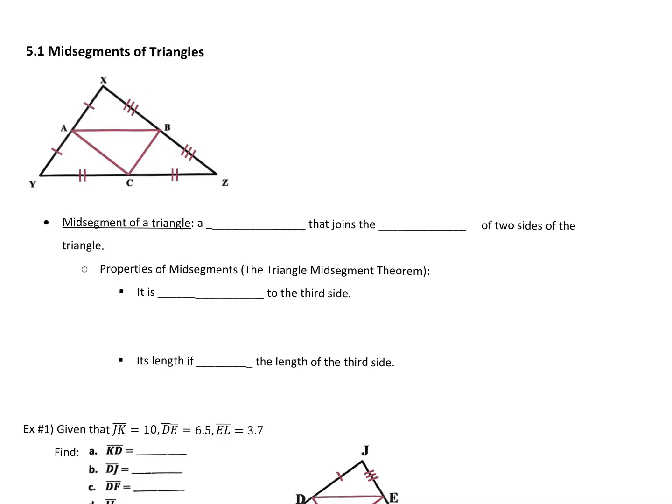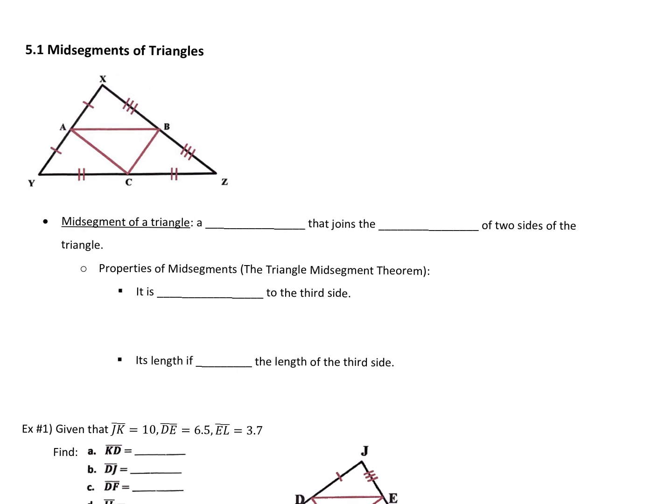5-1 is mid-segments of triangles. The beauty of a mid-segment is it is exactly what it sounds like: a middle point and a middle point that makes a segment, a mid-segment. So basically, a mid-segment of a triangle is this.